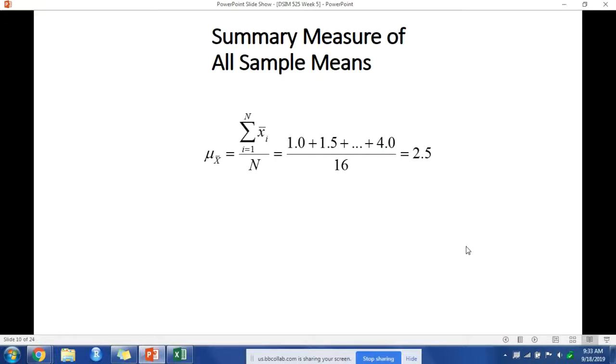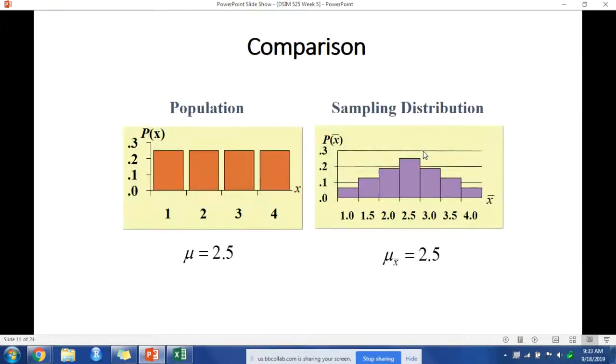So the way we find the sample mean is the same idea. We add up all of our sample means, we divide by our total in our sample, and we'll get 2.5. So we get the same population mean as we get our sample mean, which means that this is an unbiased estimator.